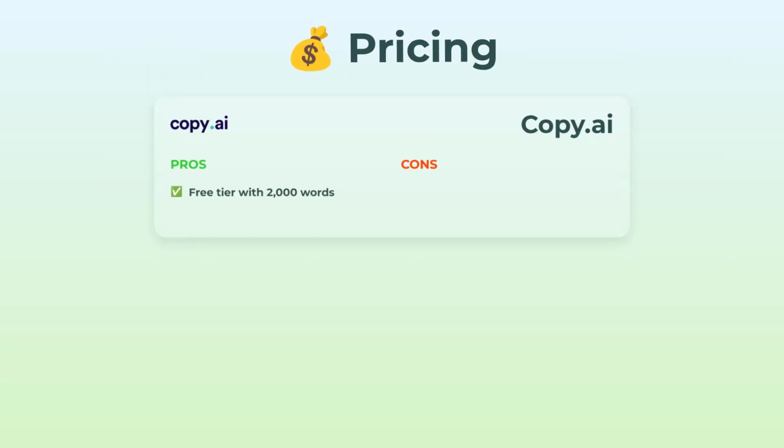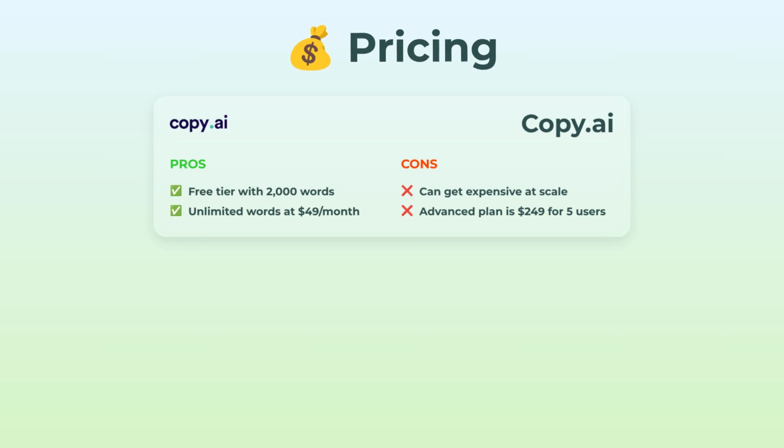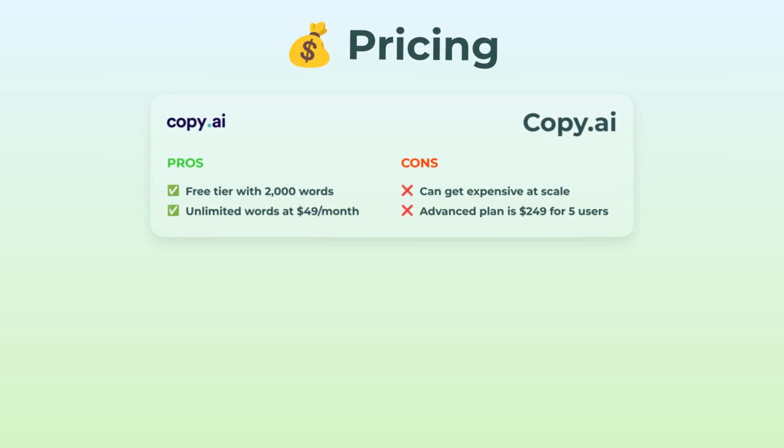Next up, pricing. Look, price is always a biggie, right? Copy.ai gives you a free tier. Yay! But if you really want to crank out high-volume content, it quickly slides into premium territory, $49 a month. And that only covers unlimited words for one seat. Teams pay more, obviously.